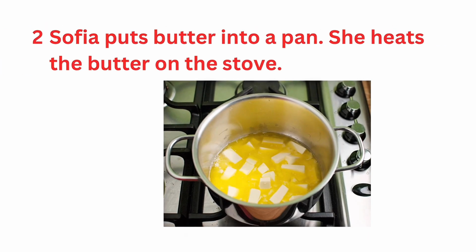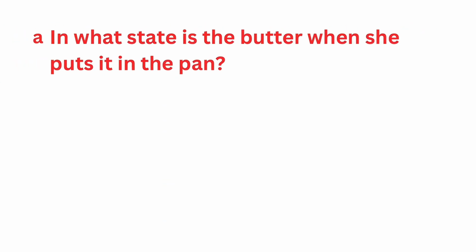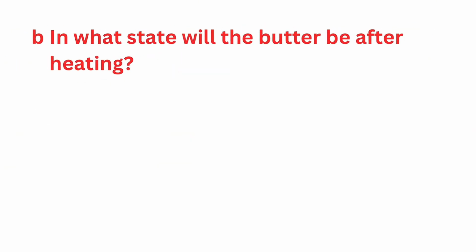Question number 2. Sophia pours butter into a pan. She heats the butter on the stove. Question A. In what state is the butter when she puts it in the pan? Solid. Question B. In what state will the butter be after heating?